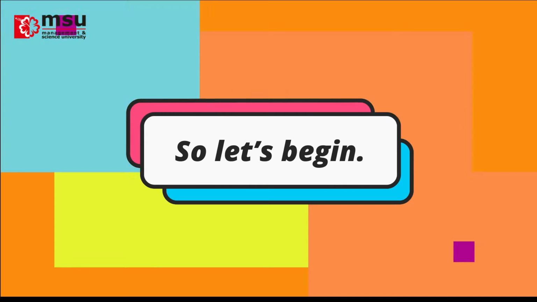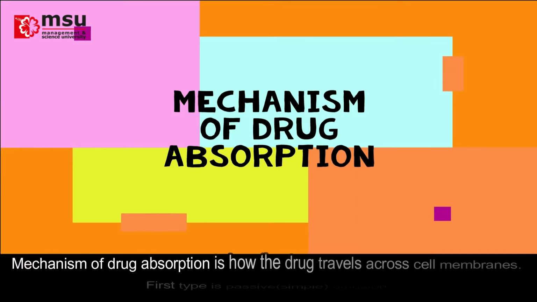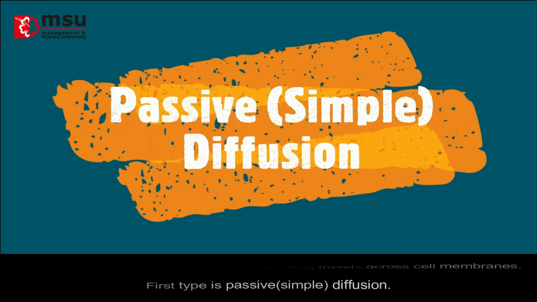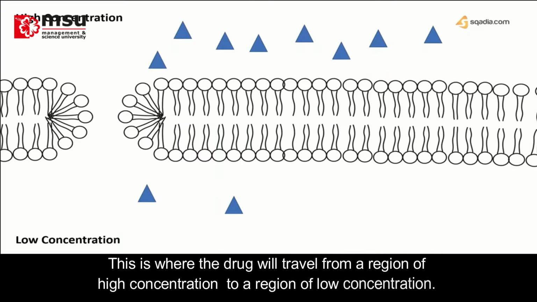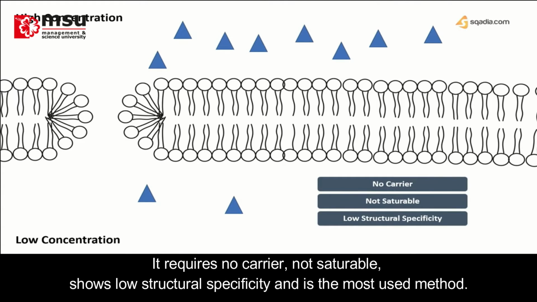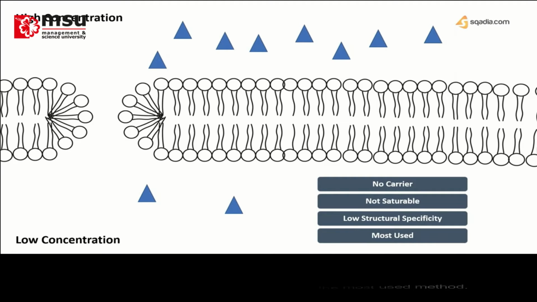Drug absorption. So let's begin. Mechanism of drug absorption is how the drug travels across the cell membrane. The first type is passive or simple diffusion. This is where the drug will travel from a region of high concentration to a region of low concentration. It requires no carrier, is not saturable, shows low structural specificity, and is the most used method.